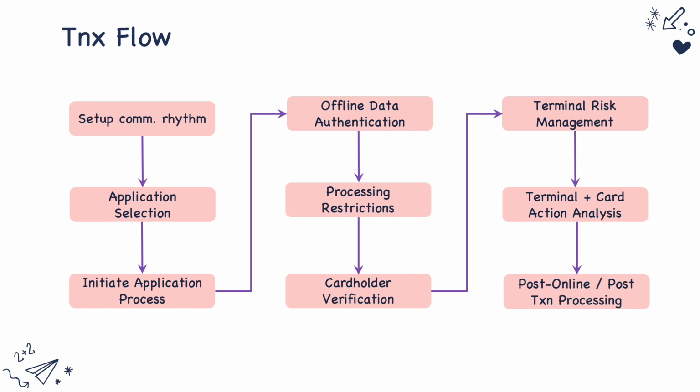The next three steps are where we authenticate the card: offline data authentication. We also see if there are any processing restrictions, and then we do the cardholder verification. So these three steps, offline data authentication, processing restrictions, and cardholder verification, do the card authentication and the cardholder authentication. The next three steps are terminal risk management, terminal and card action analysis, and post online transaction processing. This is where the transaction is actually performed and the risks are evaluated, and the transaction may be sent online to the issuer for further processing. So now let's look at each of these steps in detail.